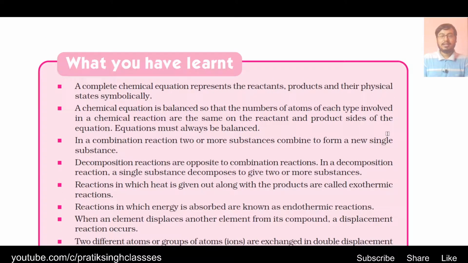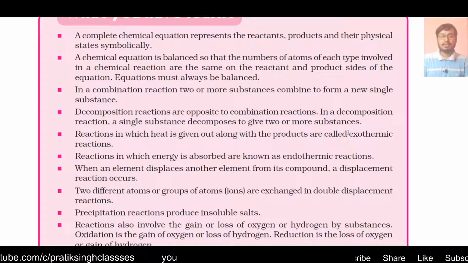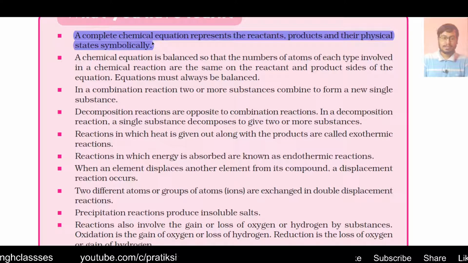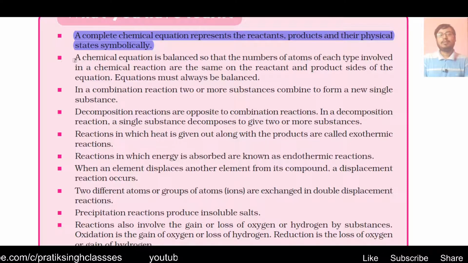What have you learned in this chapter till now? A complete chemical equation represents the reactants, products and their physical state symbolically, and also it represents the elements or compounds in a balanced form. The number of atoms of any element on the left hand side should be equal to the number of atoms of that same element on the right hand side. Reactant side and product side atom numbers must be the same.